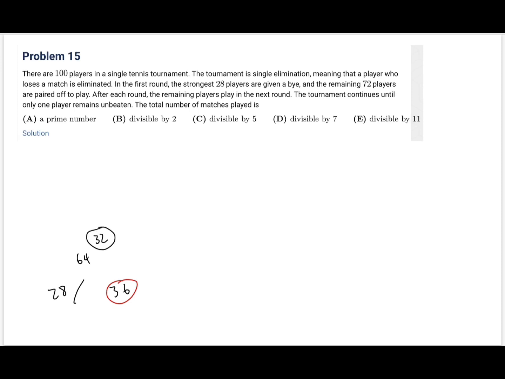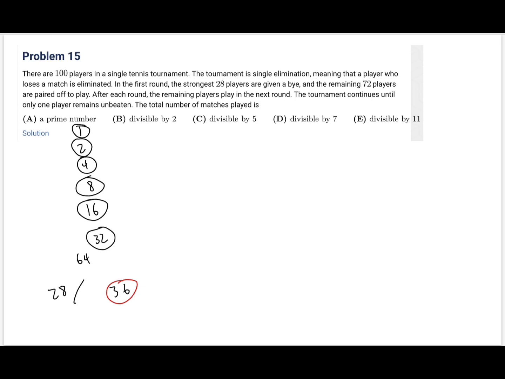And then from the 32 people, there will be 16 matches, and 16 people would go up, and then there will be 8 matches, and then 8 people would go up, and then there will be 4 matches, and the 4 people would go up. There will be 2 matches, and 2 people would go up, and there will be the last match, and then the last person is the champion.